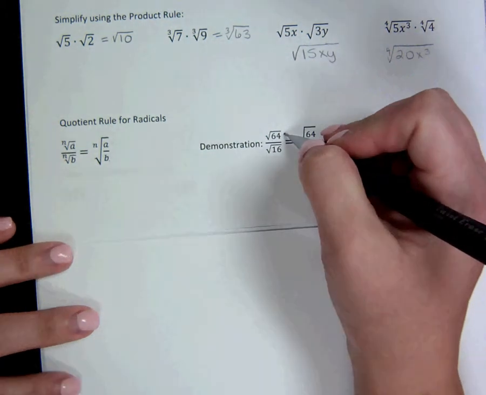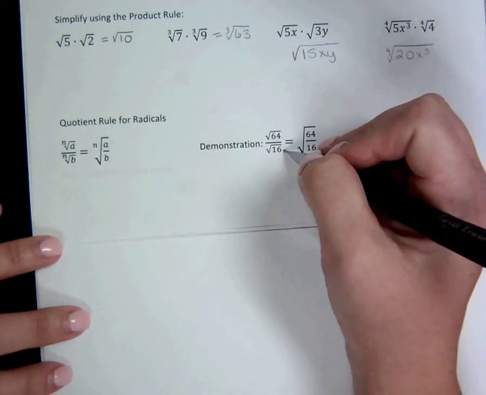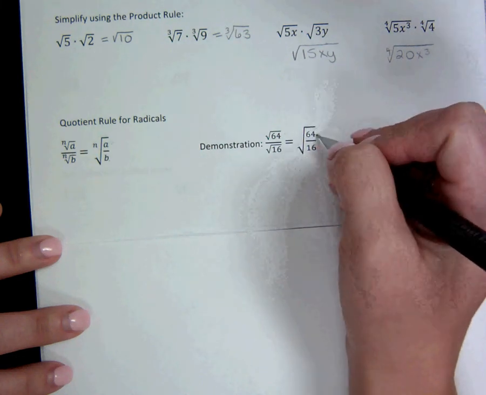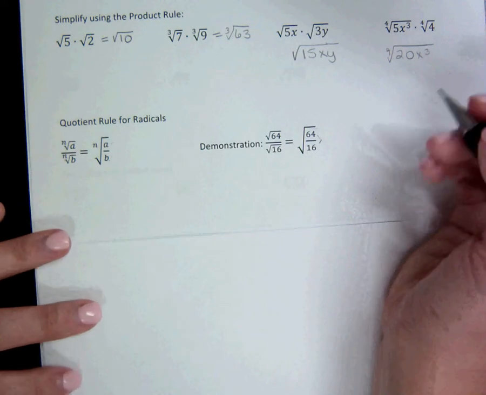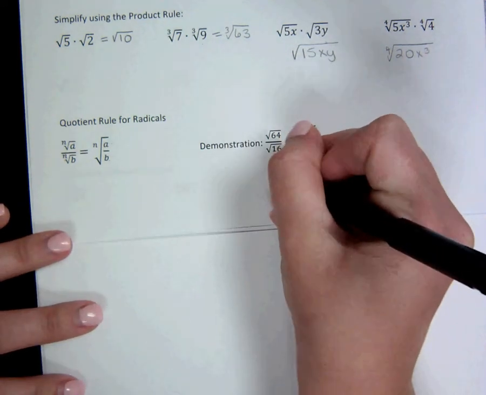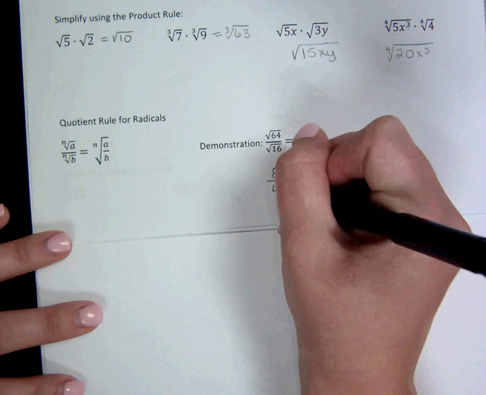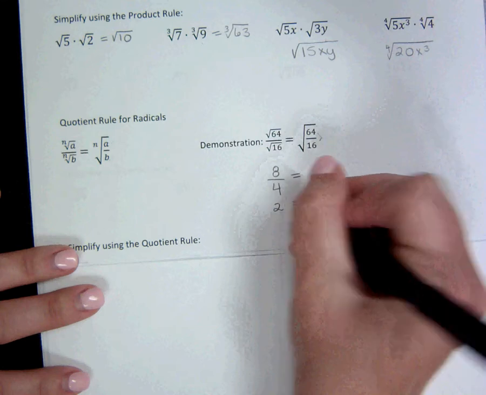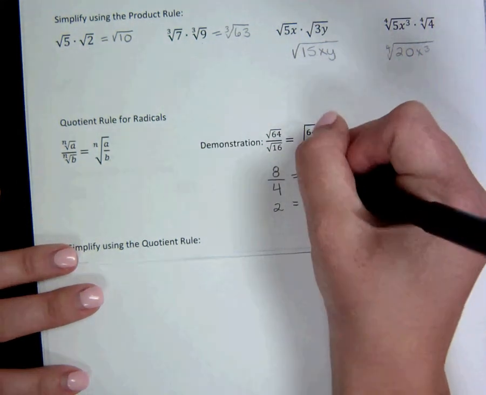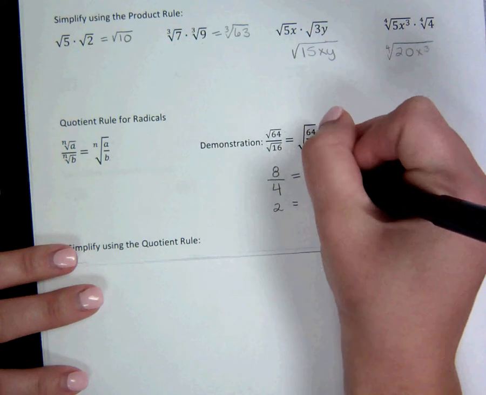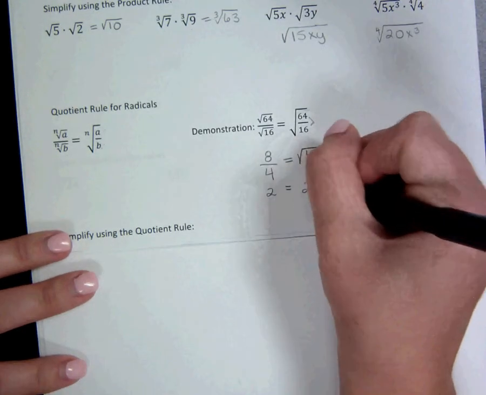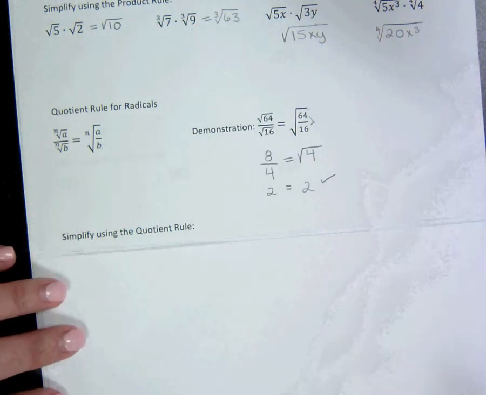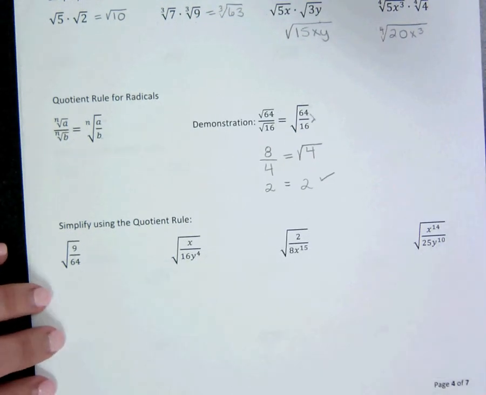If I have the square root of 64 divided by the square root of 16, I want to show you that that's the same thing as the whole square root of 64 divided by 16. So on the left, the square root of 64 is 8, the square root of 16 is 4, and 8 divided by 4 is 2. On the right, if I do 64 divided by 16, that gives me 4, and the square root of 4 is also 2. So again, just demonstrating how that rule works. So let's simplify these using the quotient rule.